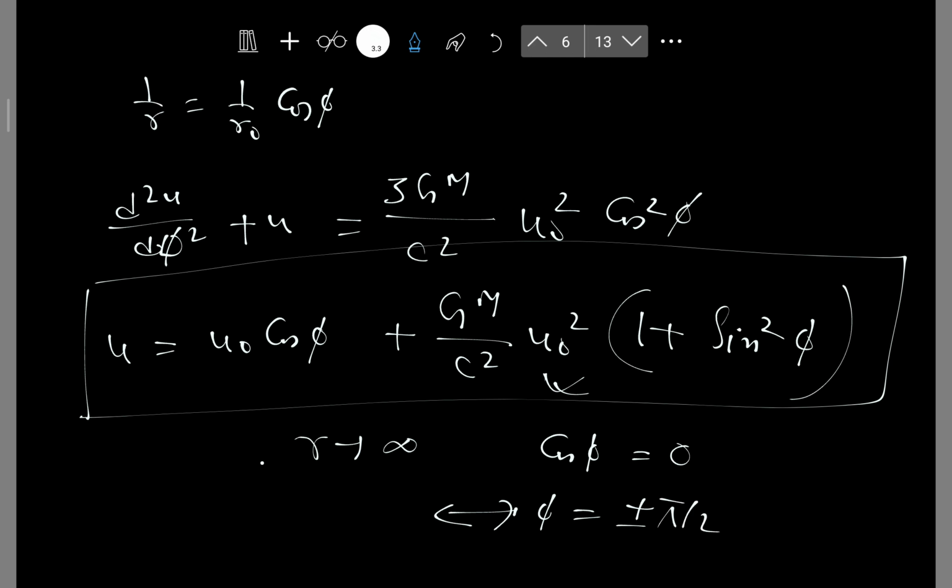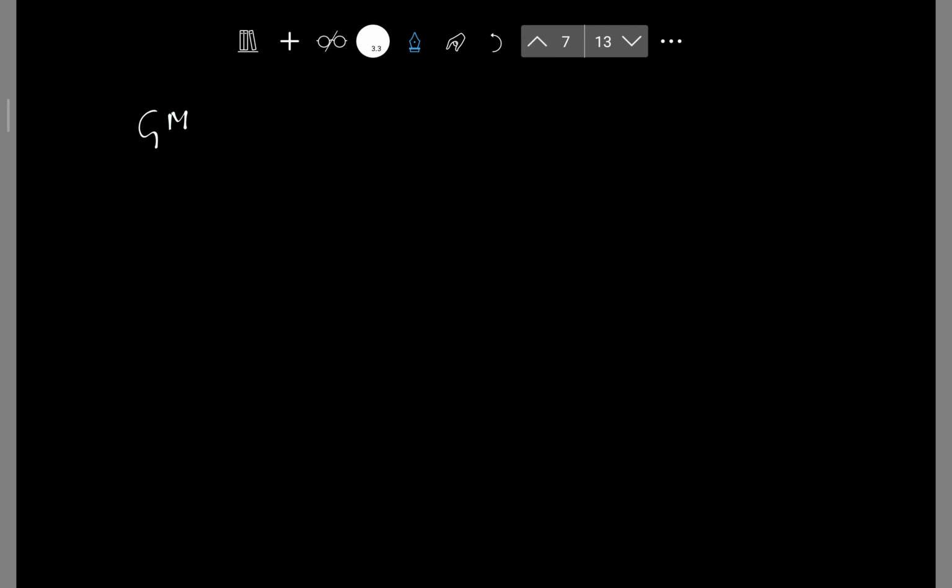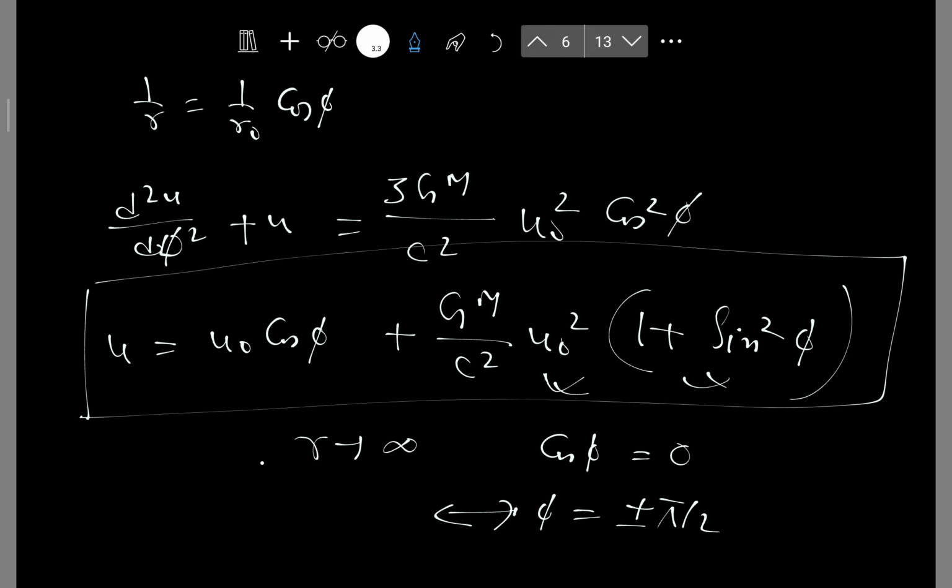Corresponding to the undeflected straight line, the value of the corresponding incoming and outgoing. So the general relativistic correction is this term. So we have GM u0 squared divided by c squared, cos squared phi, minus u0 cos phi, minus... as r tends to infinity, so u tends to 0, and G tends to 0. So we have u cos phi and GM by c squared u0 (1 plus r).